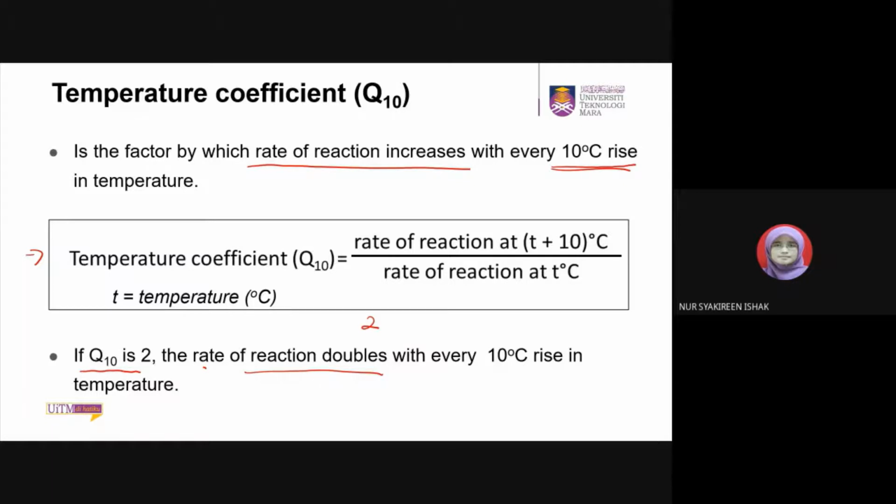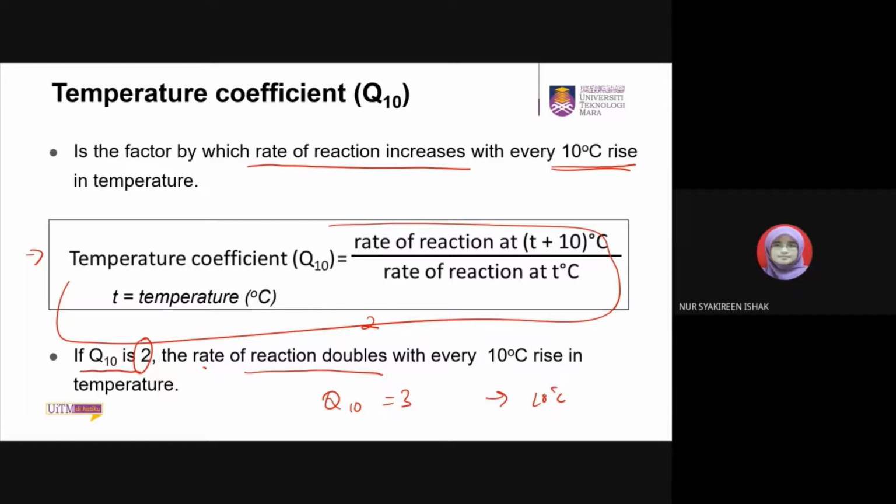If, for example, you have used this formula and the Q10 value is 2. But if Q10 is 3, for example, it means that for every 10 degrees rise in temperature, the rate of reaction will triple. So if Q10 is 2 it doubles, if Q10 is 3 it triples, and so on, for every 10 degrees rise.